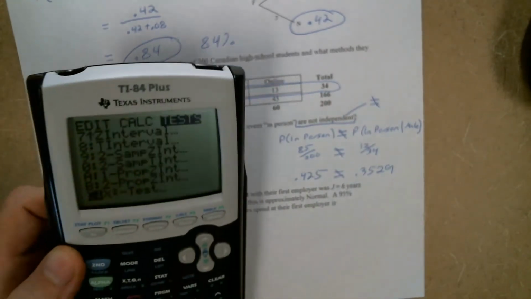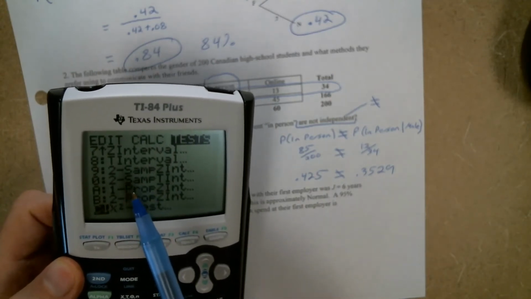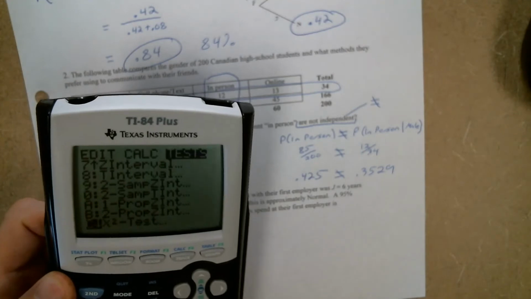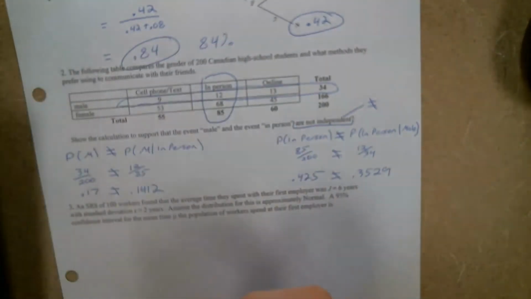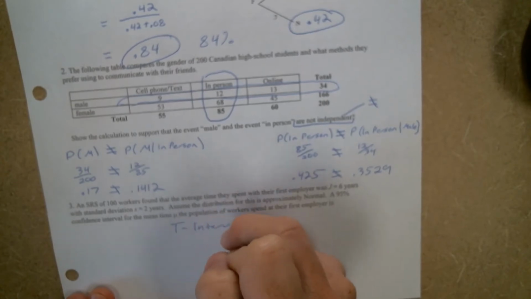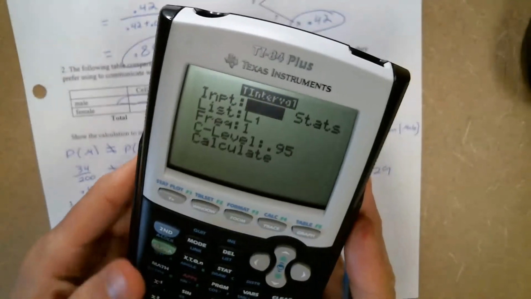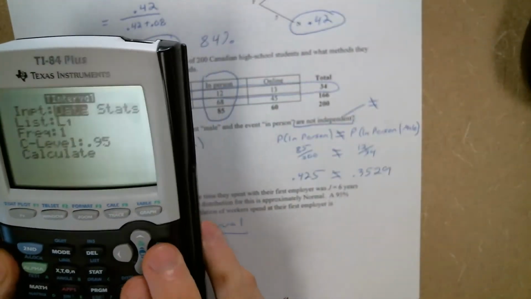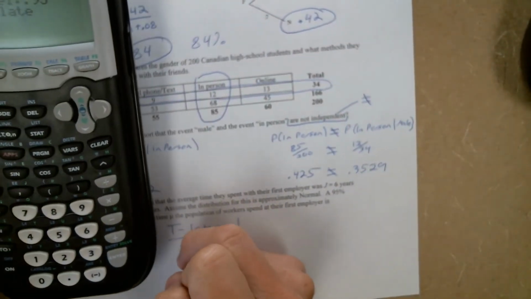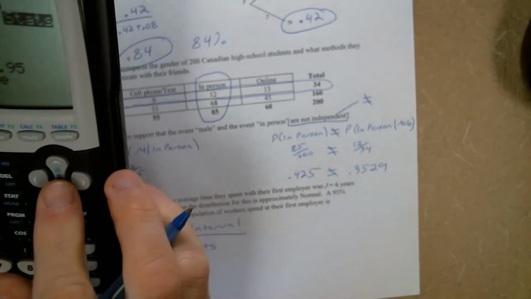And hopefully you remember that I said we never use Z interval. All right. That would be if we know the population standard deviation, and we don't know that. So that means we're using T interval. All right. If I go to T interval, you're going to see I have a choice between data or stats. I'm going to use the stats option here because I don't have any data.